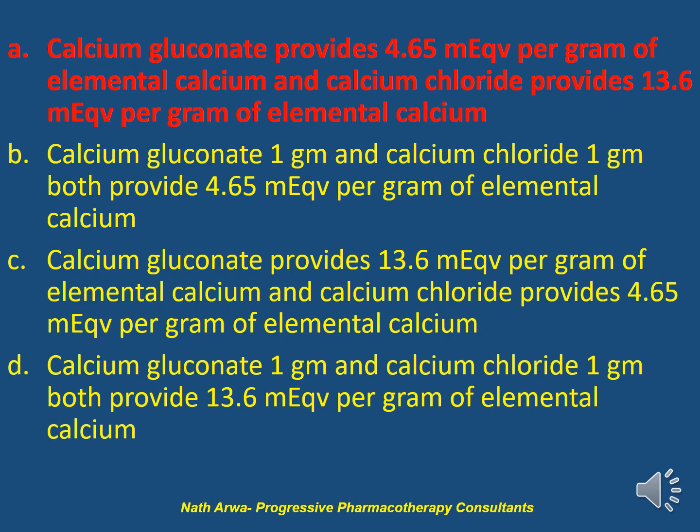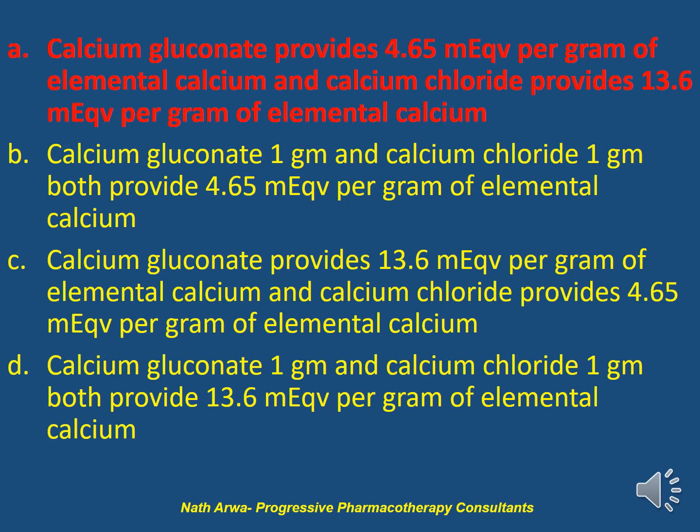In my opinion, the correct answer is A, and the reason behind it is that 1 gram of calcium chloride in a 10 ml ampule contains 13.6 milliequivalents of elemental calcium according to the labeling, and a gram of calcium gluconate in a 10 ml ampule according to the labeling contains 4.65 milliequivalents of elemental calcium.